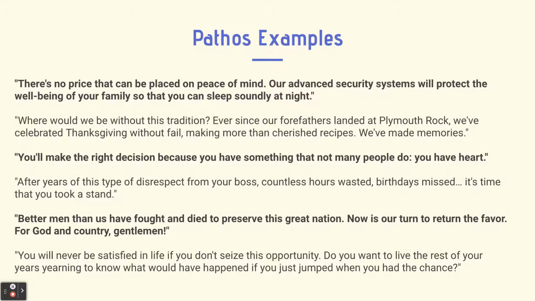So you can see all of these are really aimed at stirring up emotions in people and trying to get them to do something. So if you're really good at creative writing or descriptive language, you might want to go through your essay and find some places where you could insert pathos.